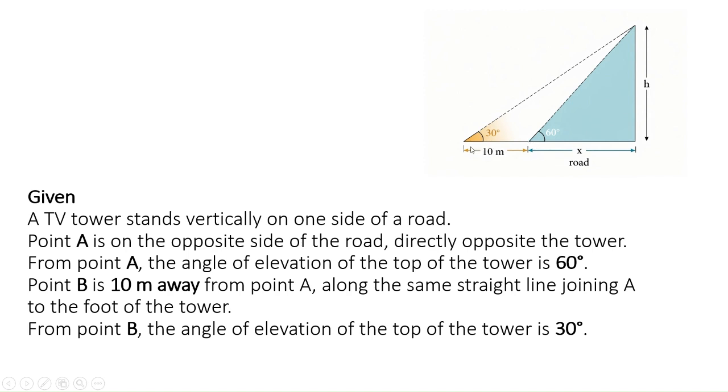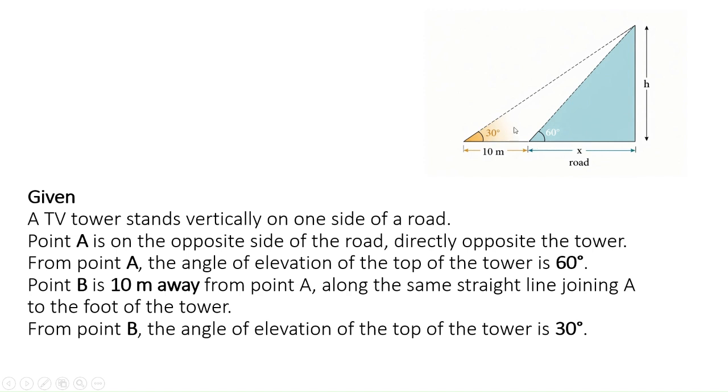First point we consider, let us suppose it as A. From A, one more point is there 10 meters away from A, right? And the angle of elevation of the top of the tower is 30 degrees here. So we need to find out the height of the tower and the width of the road.